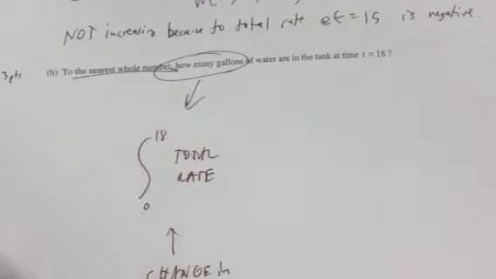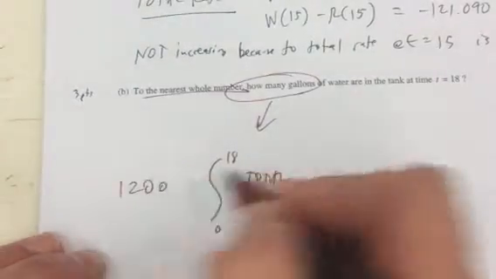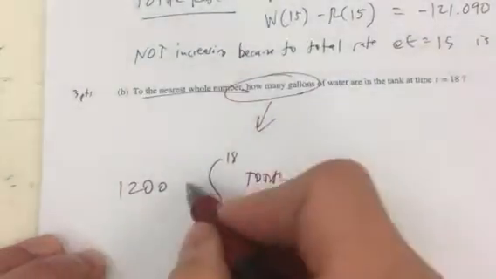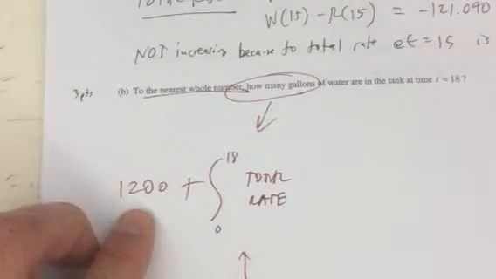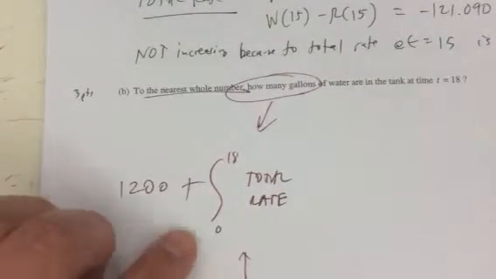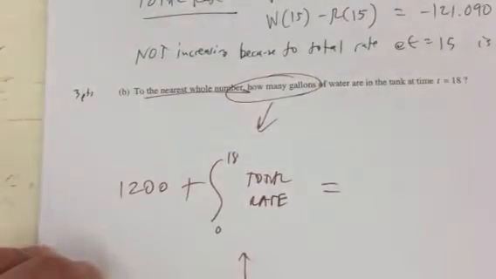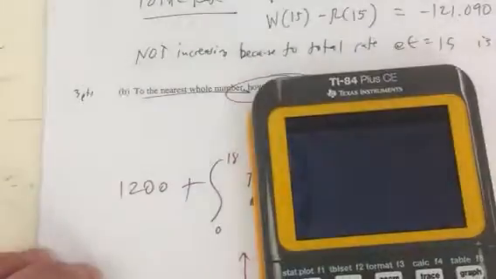You want to know exactly how much there is, so we still need to remember this initial condition. To get the amount of water at t equals 18, you have 1,200 gallons. We are going to calculate the change in water on that time interval, and that will give us our solution. So how do we do it in a calculator?